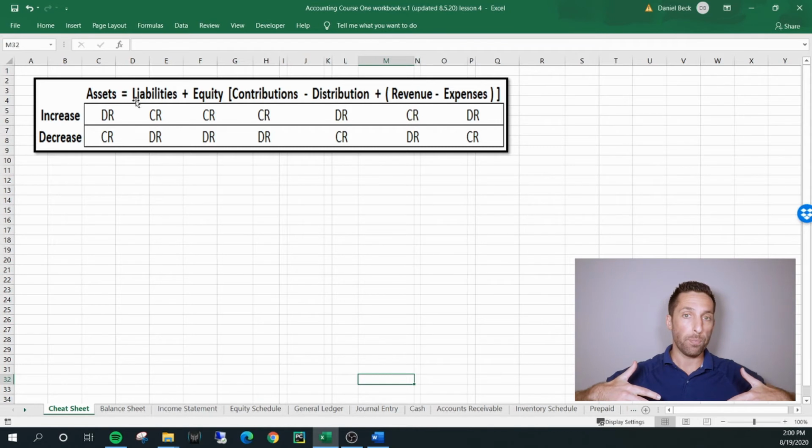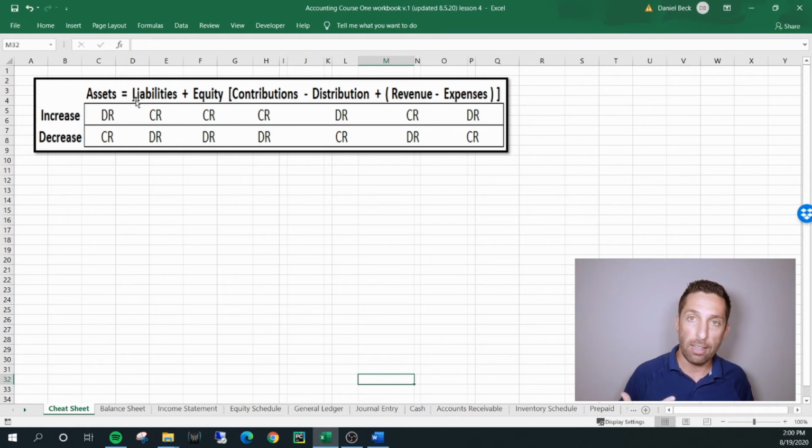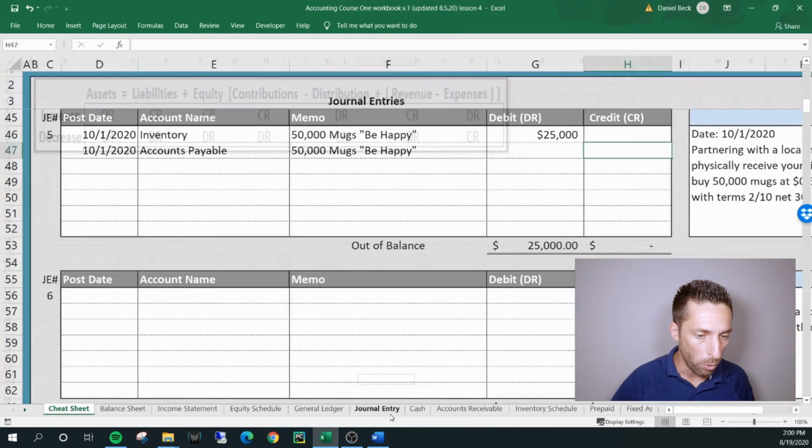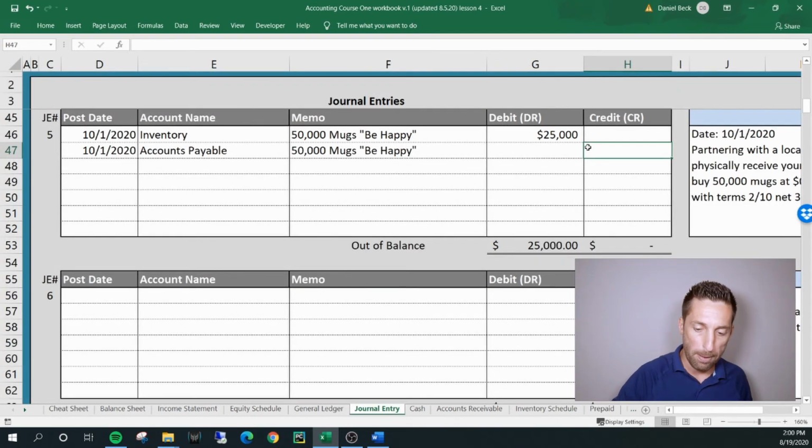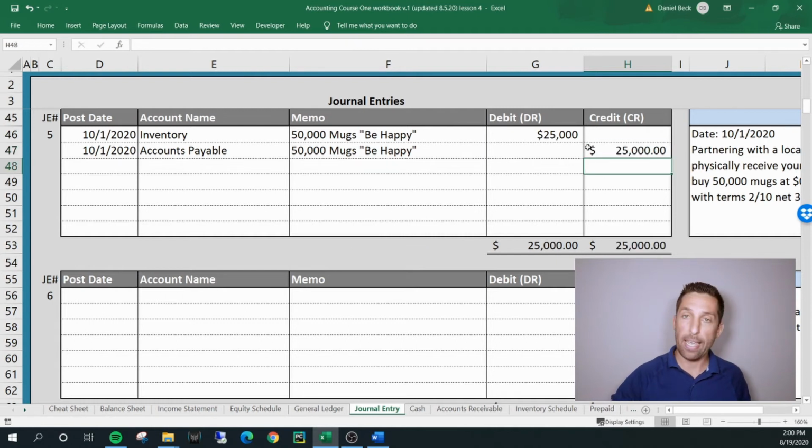have a $25,000 balance in that account. So it's increased, and a liability account like this, when it increases, is going to be a credit. So we'll go to our journal entry. We'll complete this journal entry by balancing it out and record $25,000 to our accounts payable journal entry.